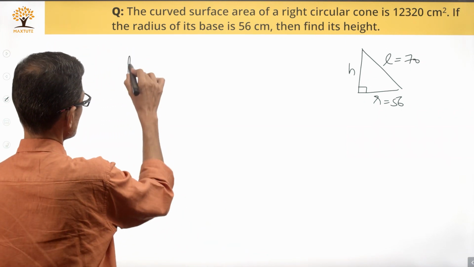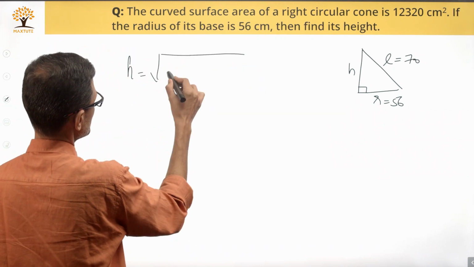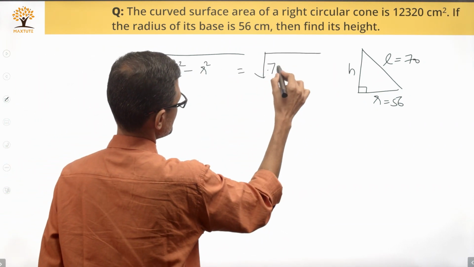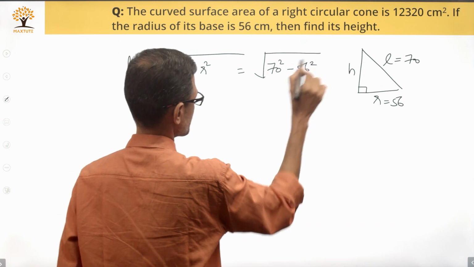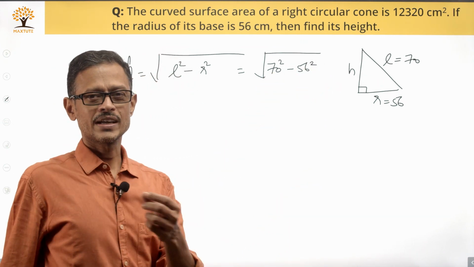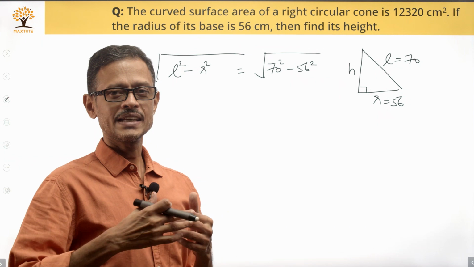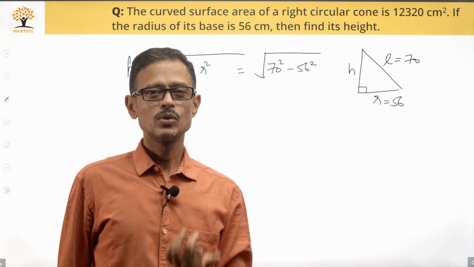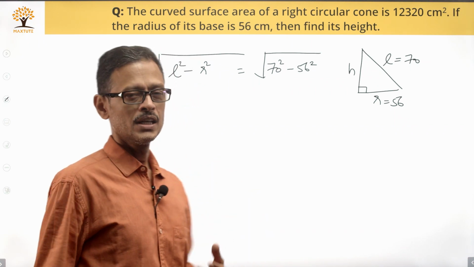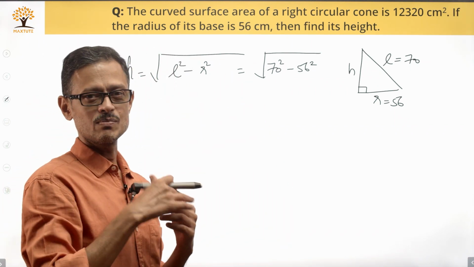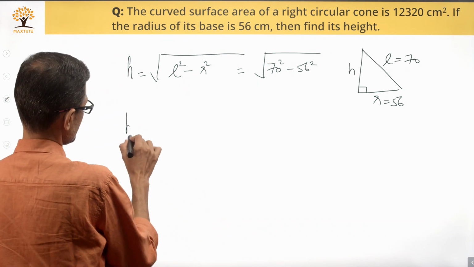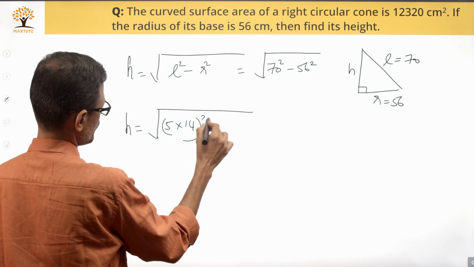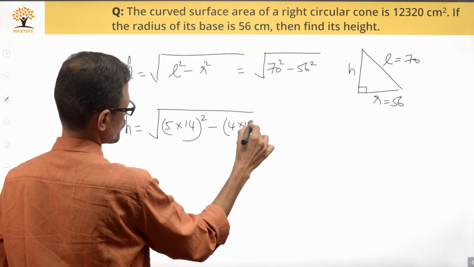So height by Pythagoras theorem is equal to square root of L square minus R square, which in our case is going to be 70 square minus 56 square. This is easy to compute. 56 square is going to take a while, not too difficult, but let's make even that calculation easy. Look at the 70. 70 is 14 times 5. What is 56? 56 is 14 times 4. So we're going to write both 70 and 56 as multiples of 14. So 70 can be written as 5 times 14 square and 56 can be written as 4 times 14 square.